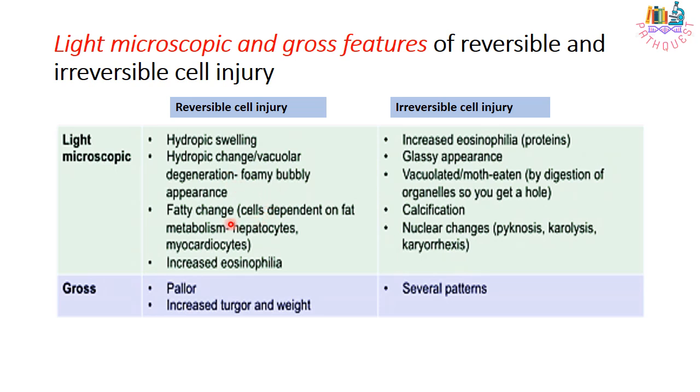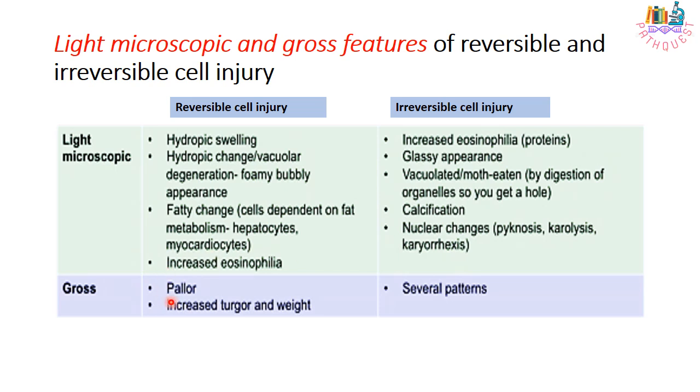There may be accumulation of fat, which is called fatty change, and this is typically seen in the cells which are dependent on fat metabolism. Examples are hepatocytes and myocardiocytes. There is increased eosinophilia of the cell, that is increased pink discoloration of the cytoplasm.